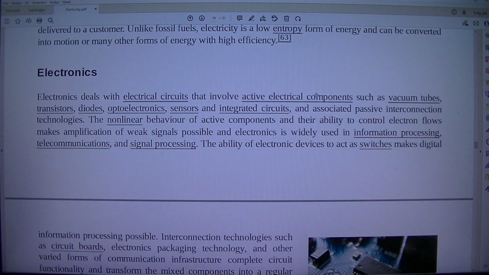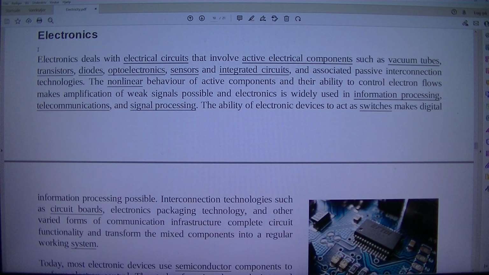Electronics. Electronics deals with electrical circuits that involve active electrical components such as vacuum tubes, transistors, diodes, optoelectronics, sensors and integrated circuits, and associated passive interconnection technologies. The nonlinear behavior of active components and their ability to control electron flows makes amplification of weak signals possible, and electronics is widely used in information processing, telecommunications, and signal processing.